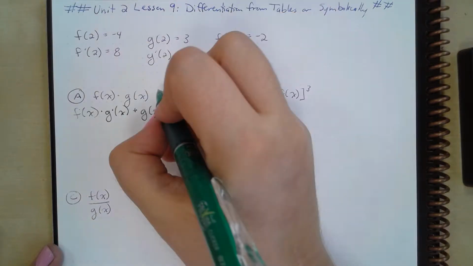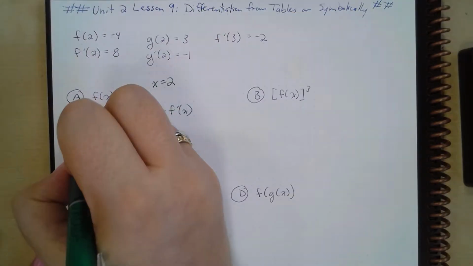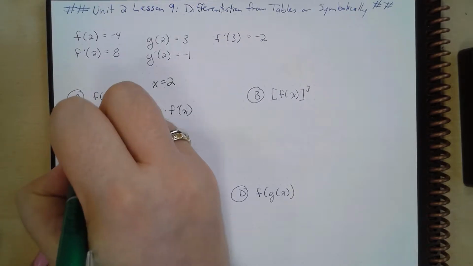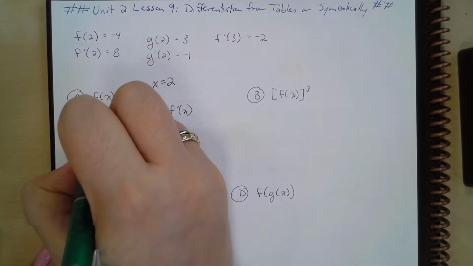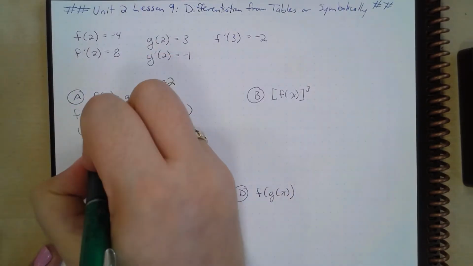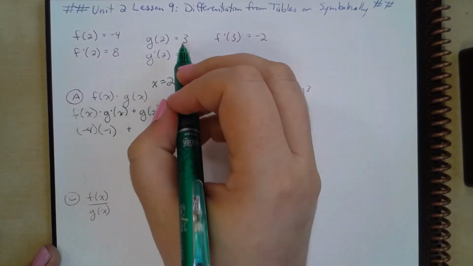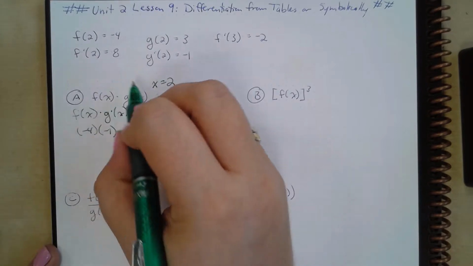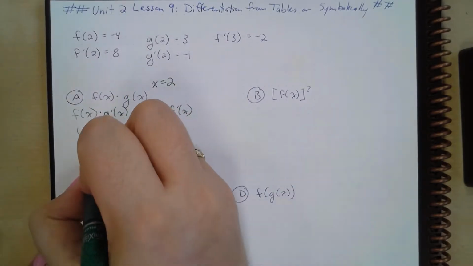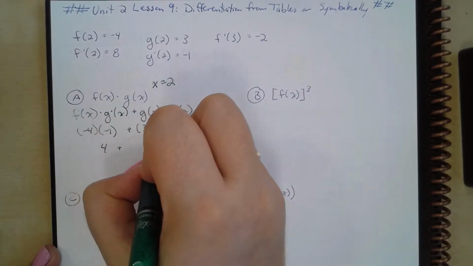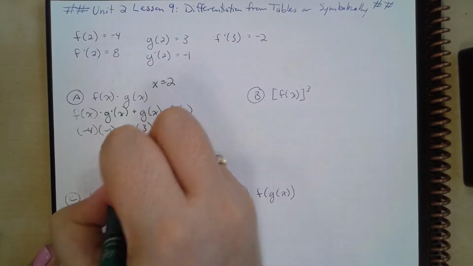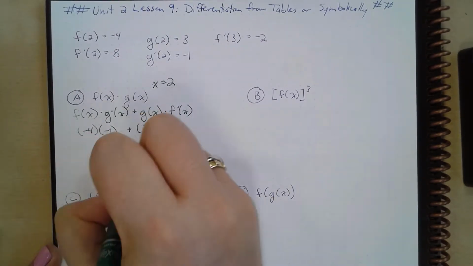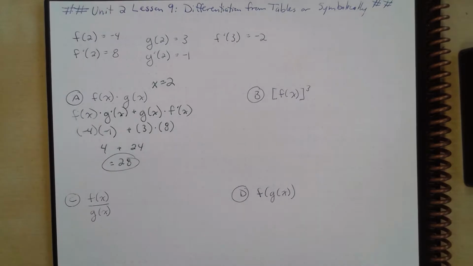Well, to do that, we're going to look here. We're going to take it and plug in f of 2 is equal to -4 times g prime of 2 is -1 plus g of 2 is 3 times f prime of 2 is 8. So I can just multiply here. I've got 4 plus 24. So our derivative is equal to 28. I think these are kind of fun to do, actually.